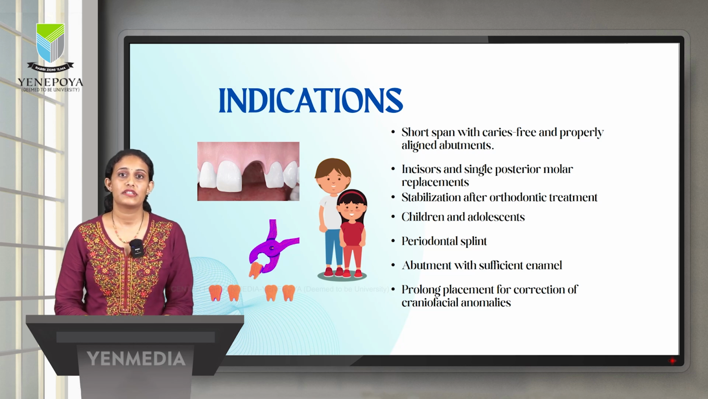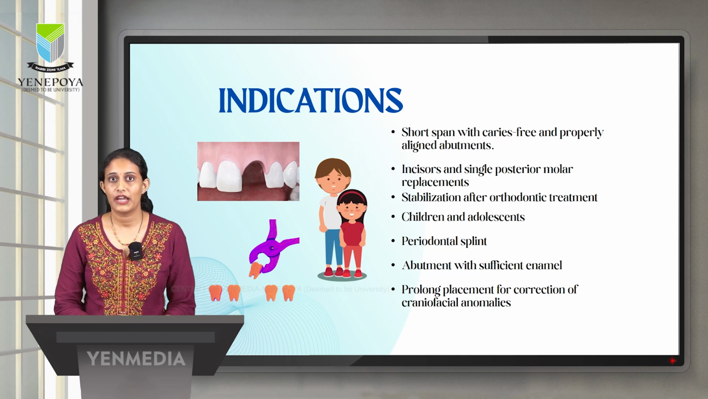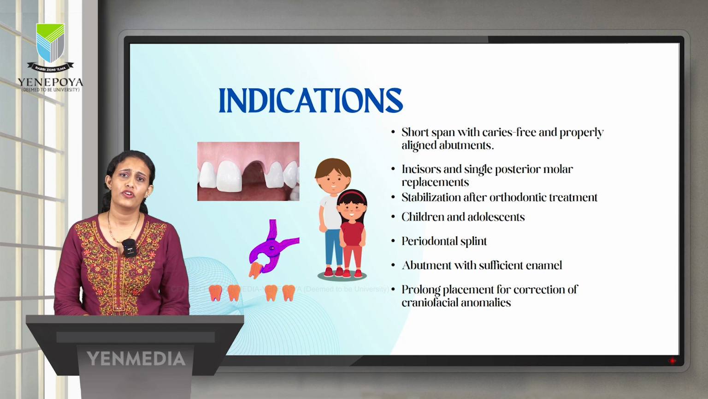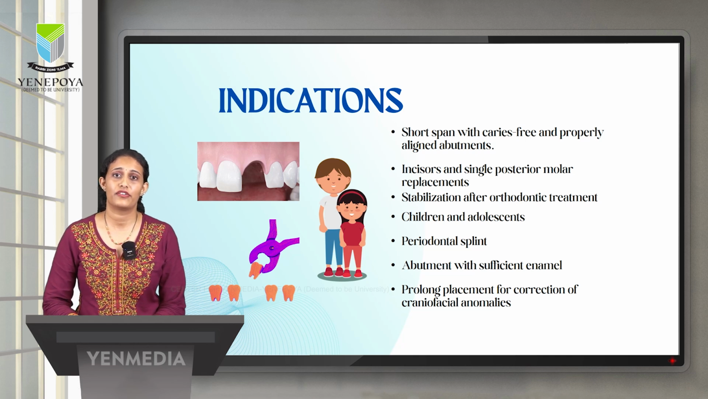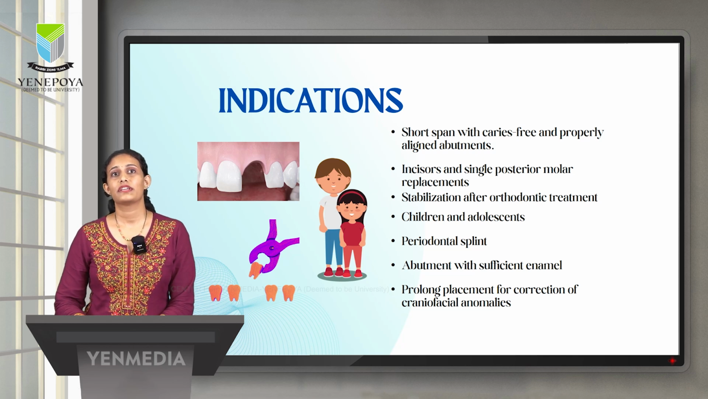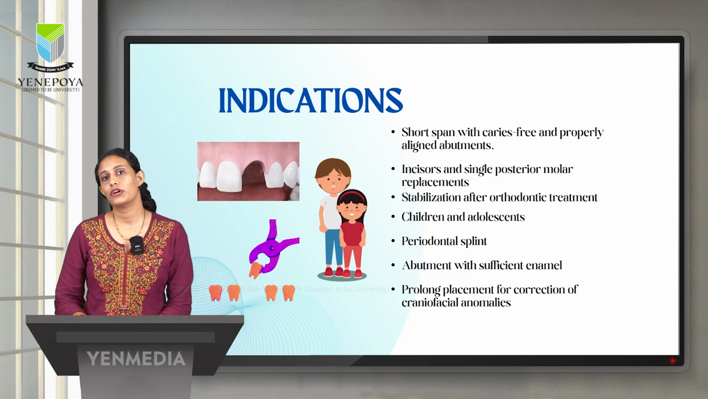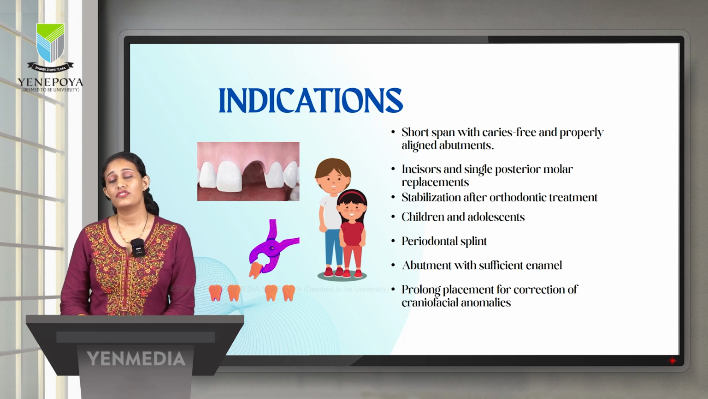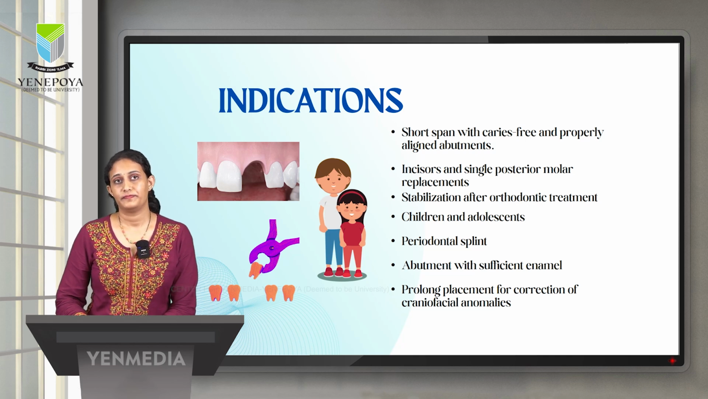You can also use this in children and adolescents or in orthodontic cases when there is missing teeth and you need to maintain that missing tooth space to provide a definitive restoration in the future. You can also use these resin bonded bridges as a periodontal splint when there are mobile teeth present. You can use this in prolonged placement or as a long-term provisional for correction of craniofacial anomalies. The whole point in all these indications, the major point would be that there should be sufficient enamel to etch.